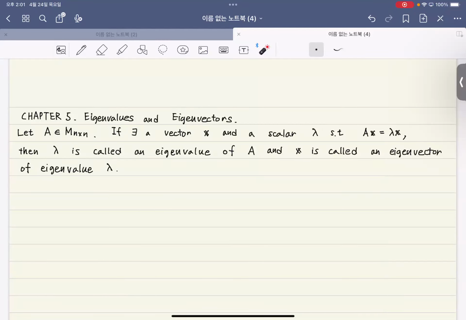I want you to understand the matrix A as a linear transformation from R^n to R^n, and this equation actually implies that once you plug a vector x into your linear transformation A, then the resulting vector is always pointing in precisely the same direction, but stretched by the factor of lambda. Okay.